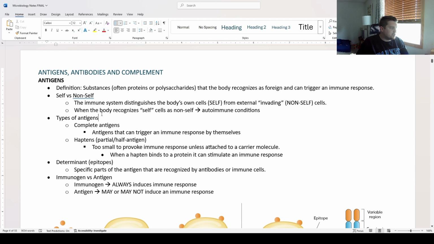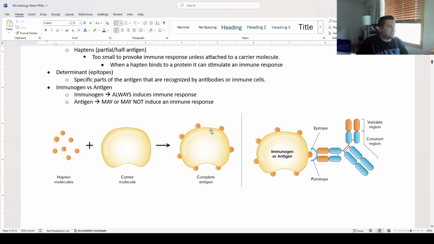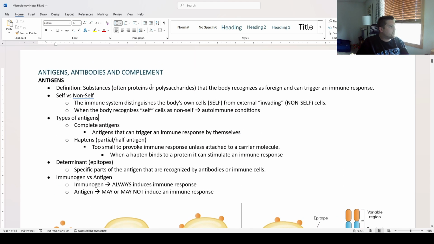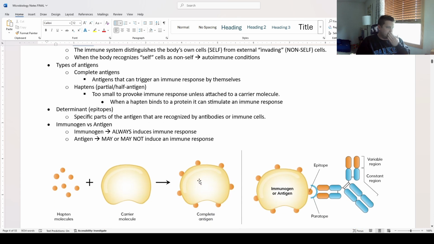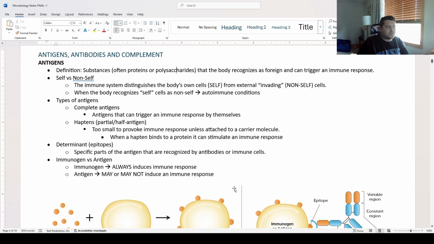And antigens are these protein or polysaccharide components that are not found in our body naturally. They're found on top of other types of cell or other types of proteins that are not supposed to be in the body. We have a couple different types of antigens. We have complete antigens and we have haptens or partial antigens.